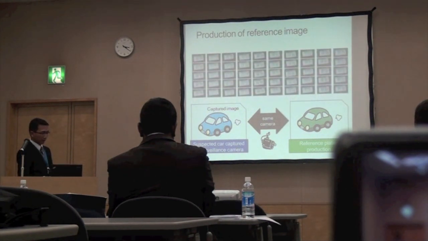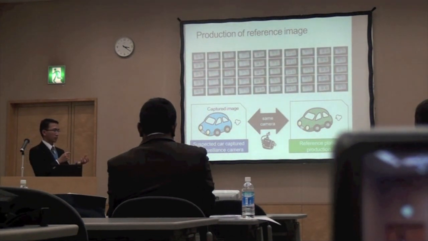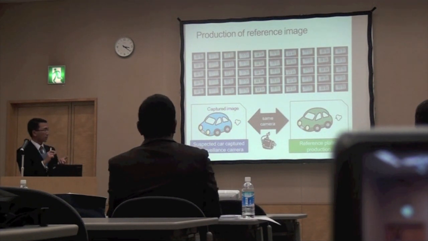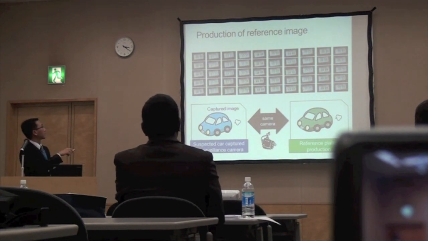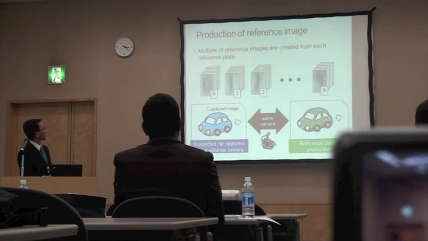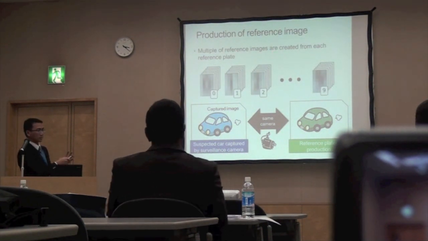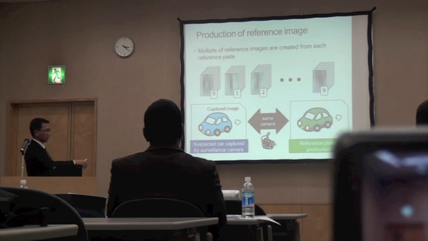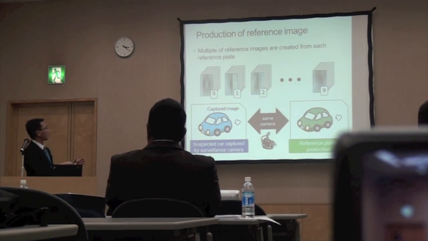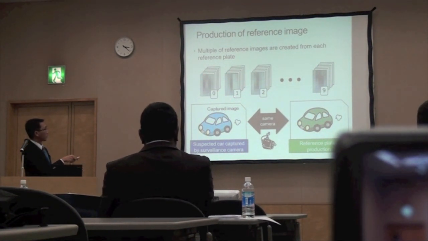And after that, we take several images in slightly different positions and also orientations. And then we get multiple reference images created from each reference plate. These are the groups of reference images for numbers 0, 1, 2, until 9.